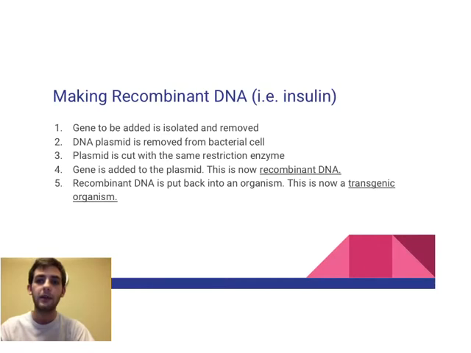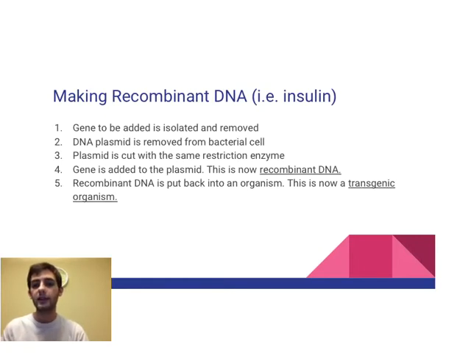And so to make recombinant DNA, there are 5 main steps. Step 1 is that whatever gene you want to produce, you need to isolate it and remove it. And you do that using something called a restriction enzyme, which we'll talk about in just a few moments. So if we're going back to the example of insulin, we're going to take that gene for insulin and remove it from an organism that naturally produces it.